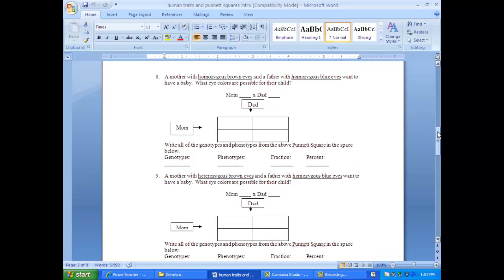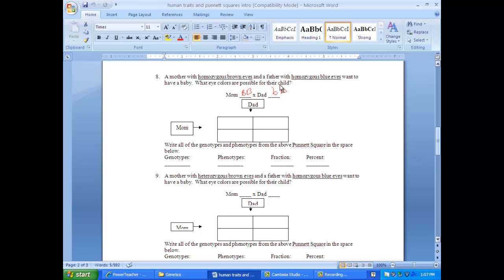All right, next problem. A mother with homozygous brown eyes and a father with homozygous blue eyes want to have a baby. What are the probable eye colors? So therefore, mom is homozygous brown. What genotype am I going to write down? Dad is homozygous for blue.